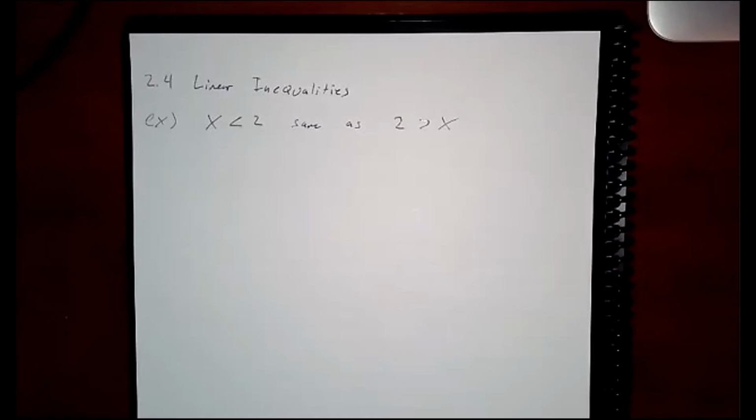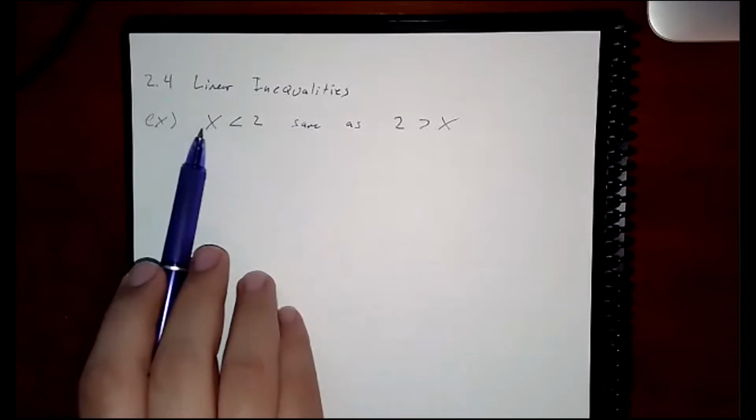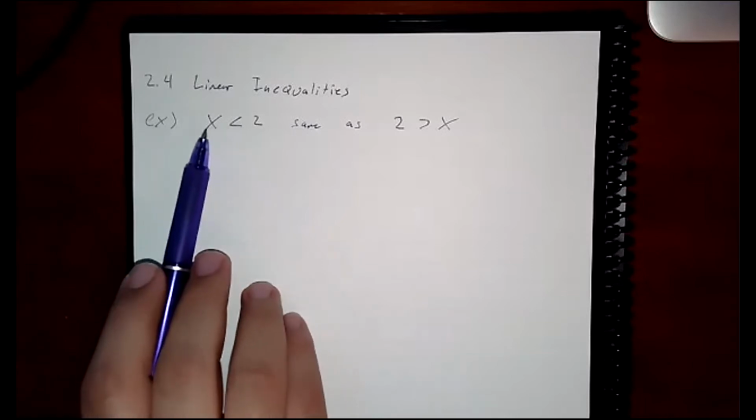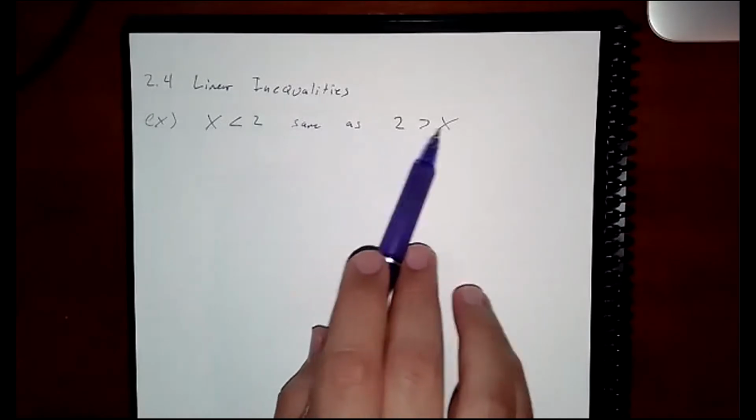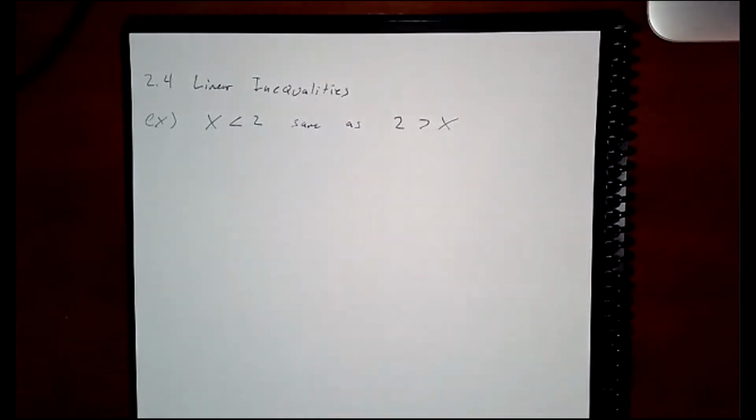So as long as the arrow is pointing at the same thing, it will remain consistent. So x, the smaller one, pointing at the smaller guy, x less than 2. 2 is still bigger than x. It's a different perspective, right?